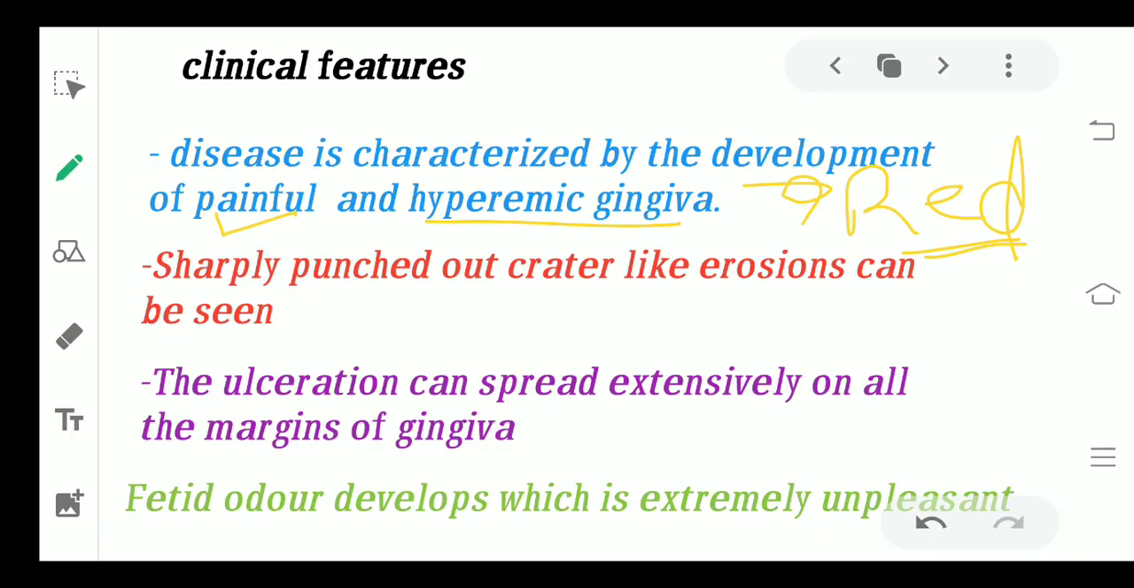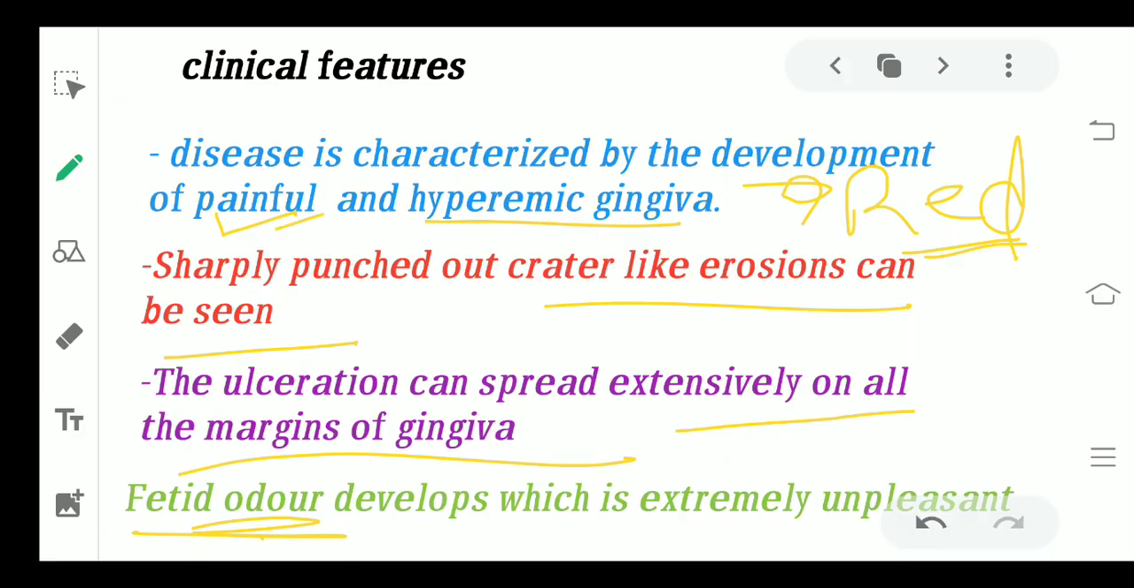With that, you will see sharply punched out, crater-like erosions or lesions. The ulceration usually spreads extensively on the margins of the gingiva. Fetid odor, very important. A very bad odor develops, which seems very unpleasant, disturbing and uncomfortable to other people as well as to the patient. So a fetid, bad odor is there, which is also called halitosis.